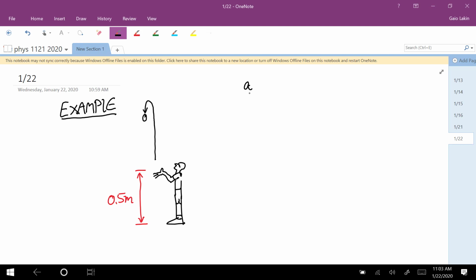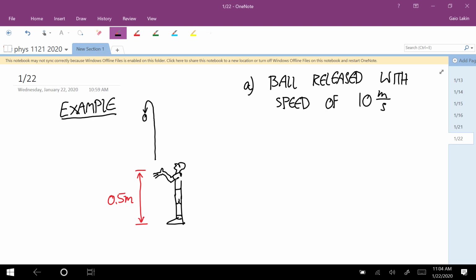And for the first part, let's say that the ball is released with the speed of 10 meters per second. So it's thrown at 10 meters per second up into the air. What's the height of the ball at its highest point?